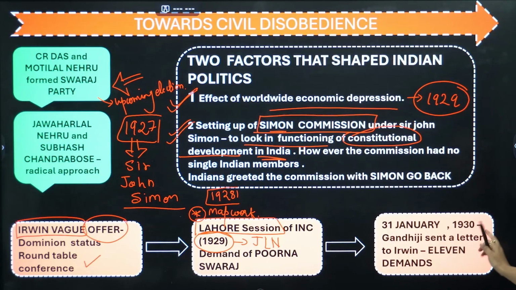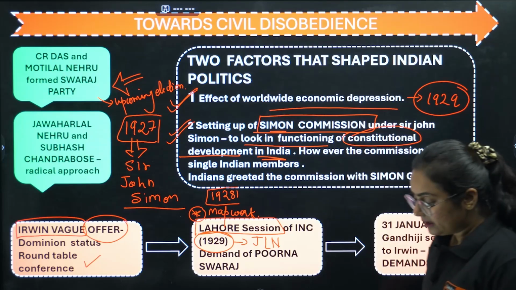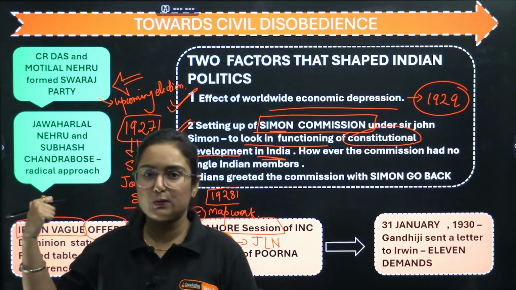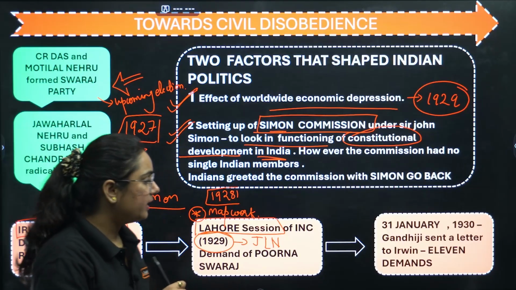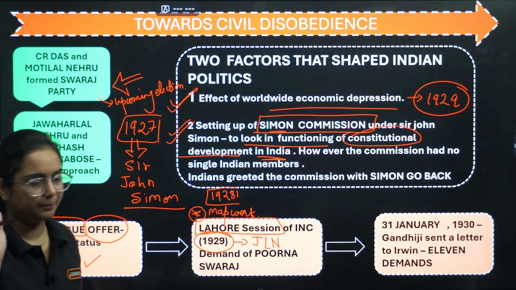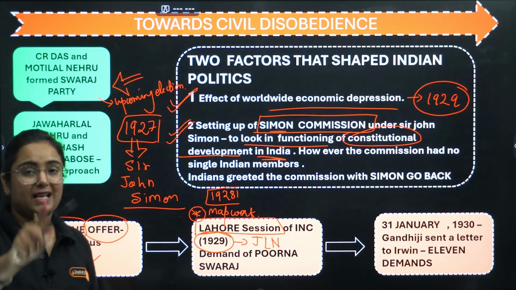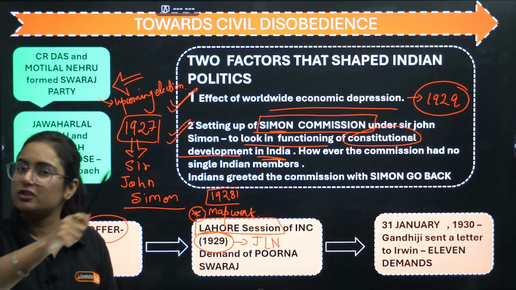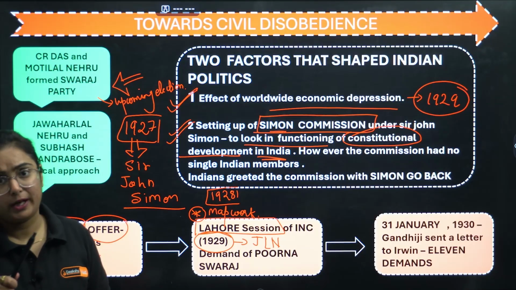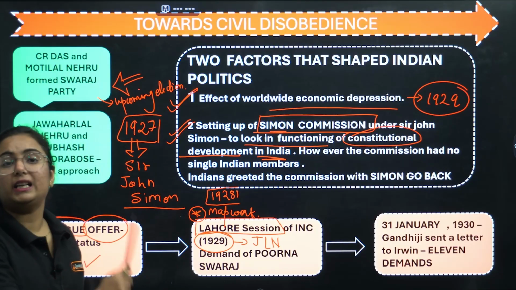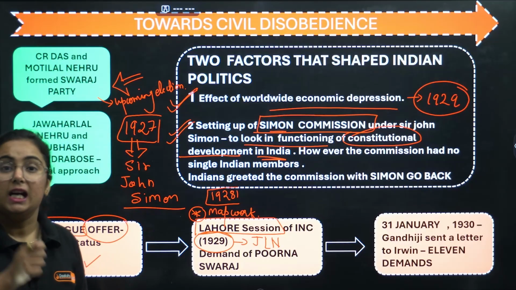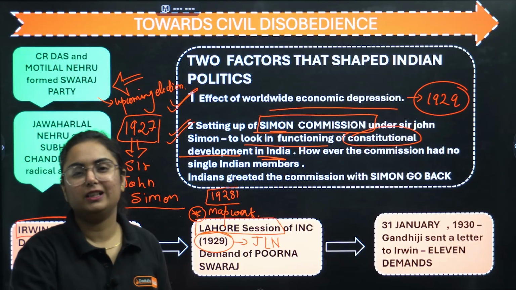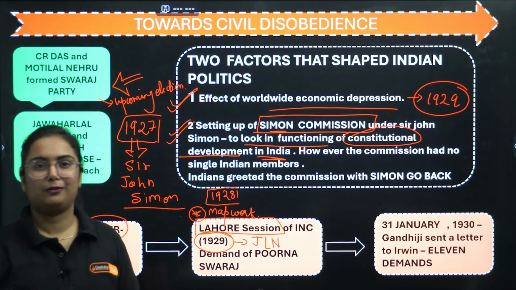Gandhiji sent a letter to Irwin putting forward his 11 demands, right? Gandhiji also joined the fray, and he said that if Irwin accepts the demands, then it is okay. If not, then an all India national movement will be started. Getting my point? On the same midnight, Jawaharlal Nehru on the bank of the river Ravi hoisted the Indian national flag, that tricolor flag, right?